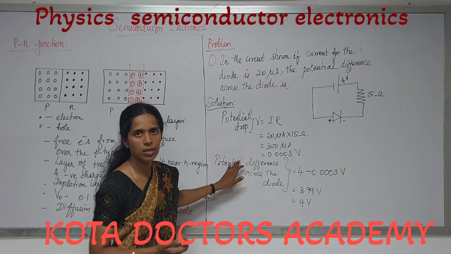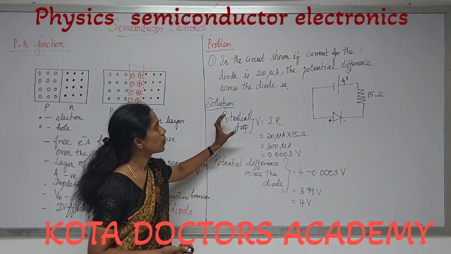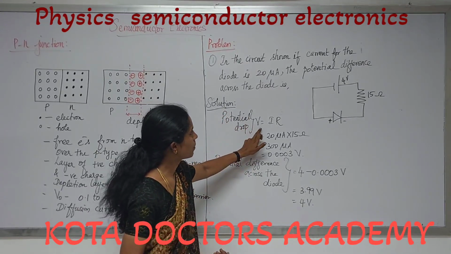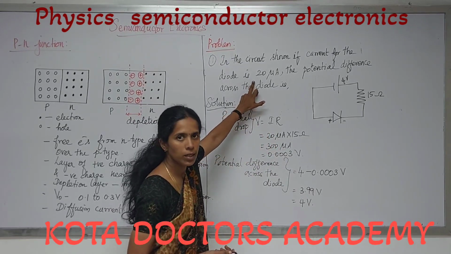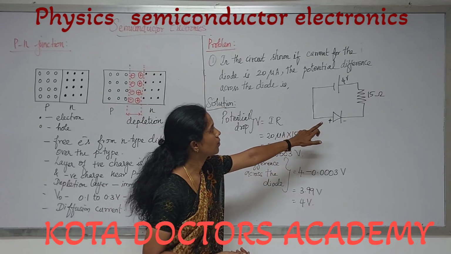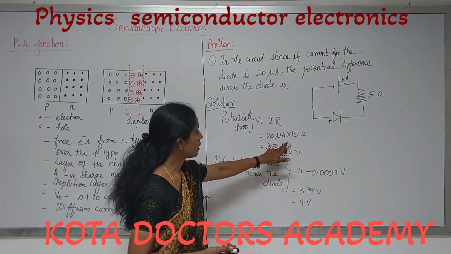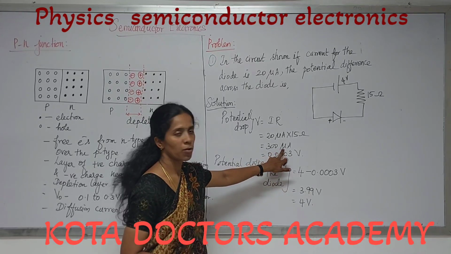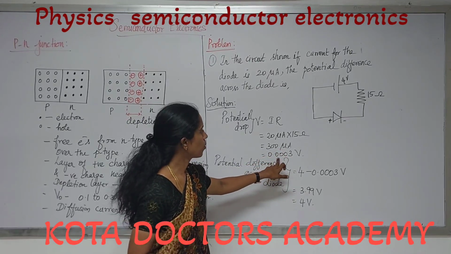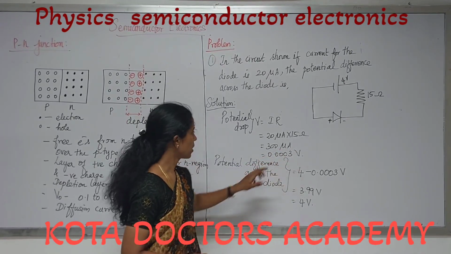We know the formula for Ohm's law, V equals IR. So the potential drop across the resistor is given by V equals IR. The I value is given in the problem itself, that is 20 microampere, and the R value is 15 ohm. If we multiply it, we get 300 microampere. Micro means 10 power of minus 3, so we get 0.0003 volt.